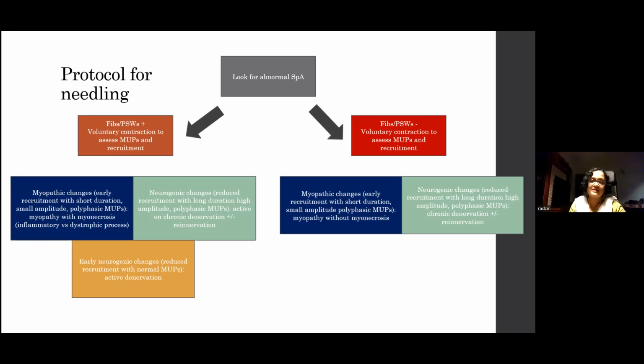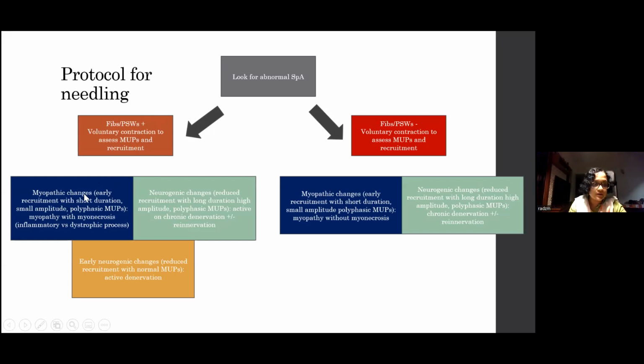Some people say 90 seconds. We don't have that kind of time, but sometimes we are forced to when we have to make a diagnosis of motor neuron disease, and the fasciculations' presence or absence would be make or break. Once you've seen the spontaneous activity, if there are fibrillations or positive sharp waves, you then ask the patient to contract the muscle. So voluntary contraction to assess motor unit potentials and the recruitment.